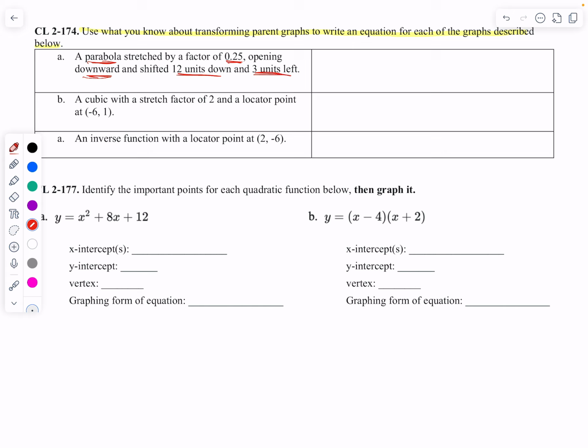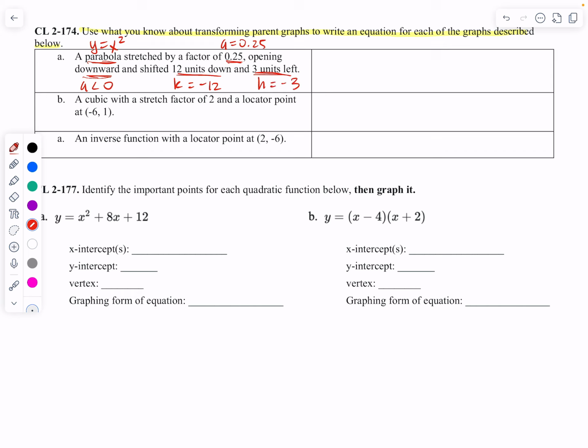All right, so let's take apart each of these descriptions. If it's a parabola, it needs to be y equals x squared. If it has a stretch factor of 0.25, that's the a value. So a is going to be 0.25. If it's opening downward, then we know that the a value has to be negative, less than 0. If it's shifted 12 units down, we know that the k is going to be negative 12. That's a vertical shift.